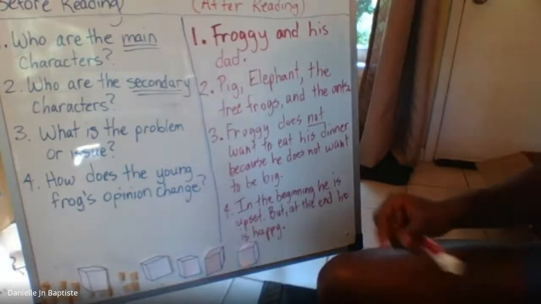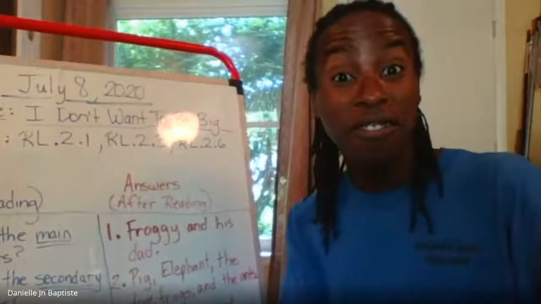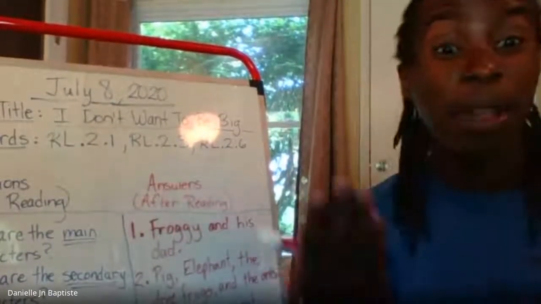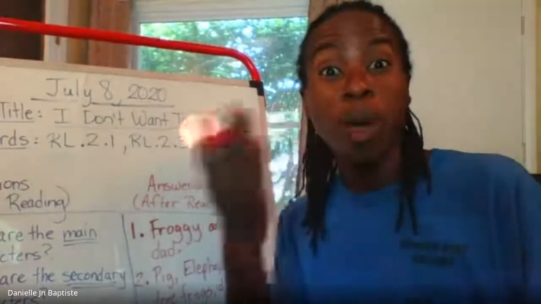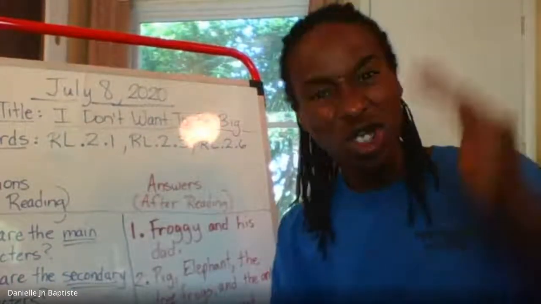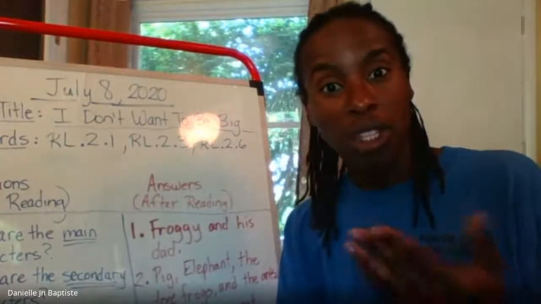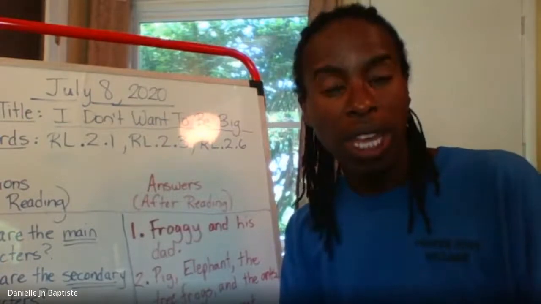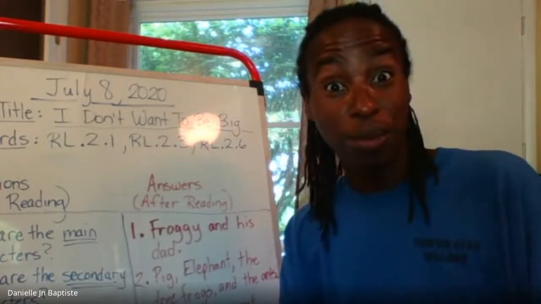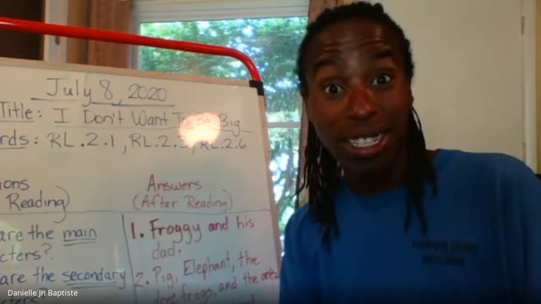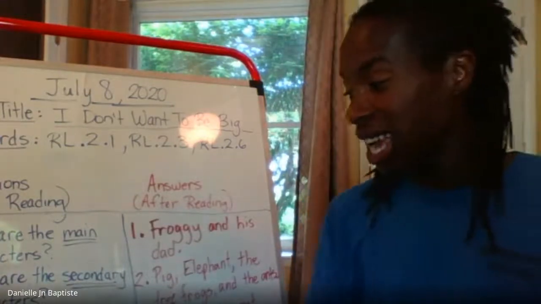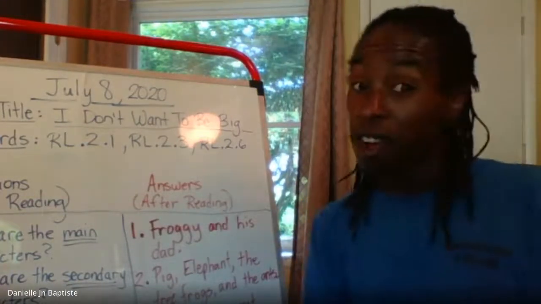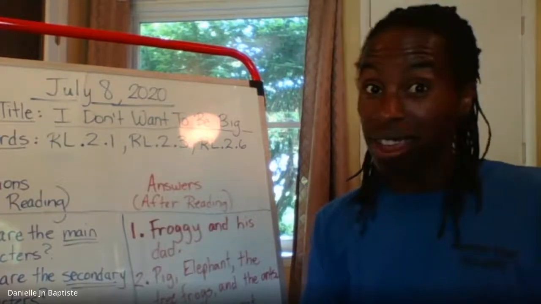But once he spoke to the pig, and the pig convinced him, that means the pig spoke to him enough to let him think, to change his mind. Once the pig spoke to him about being big, Froggy wanted to be big, and he wanted to eat his dinner. So that is how the young frog's opinion changes in the story.